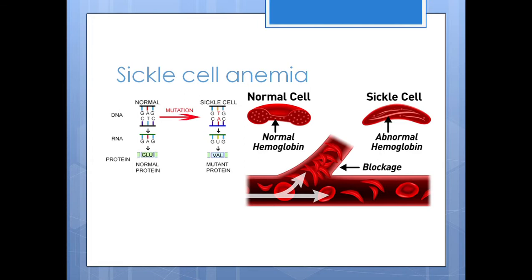So you can see, and you should be able to explain on this example, how a mutation of a single base in the gene can result in such a huge effect in a person's physiology.